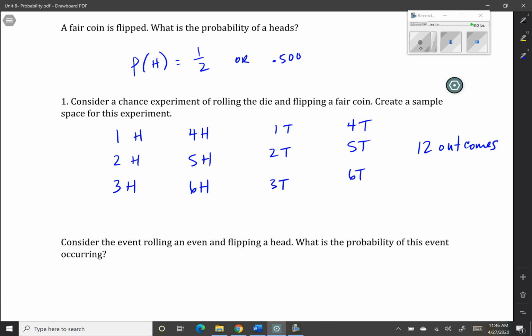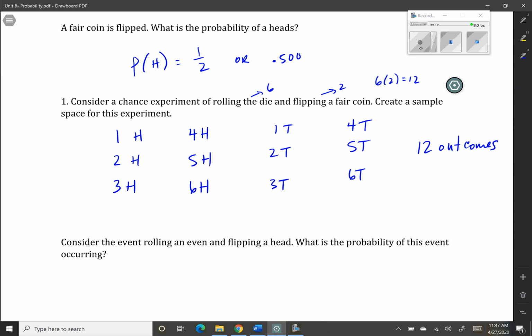Now, I could have gotten the 12 outcomes from the get-go because rolling a die has 6 outcomes and flipping a coin has 2 outcomes. So the total number of outcomes, we can say 6 times 2, which makes 12, without creating a sample space. If this was a larger sample space that we didn't want to create, we could do that. This is called the counting principle. It's something you should have learned way back in 7th grade.